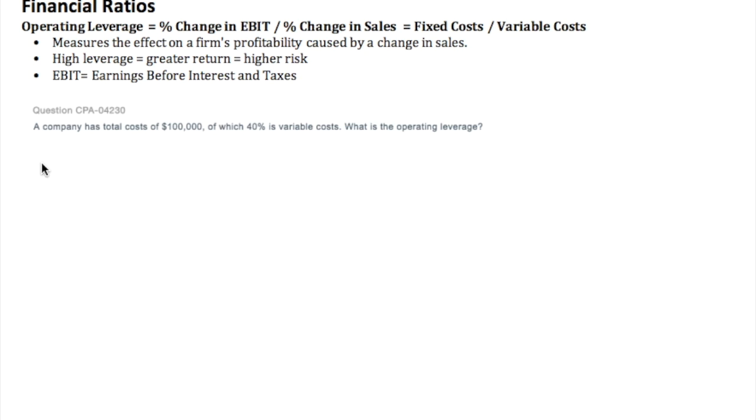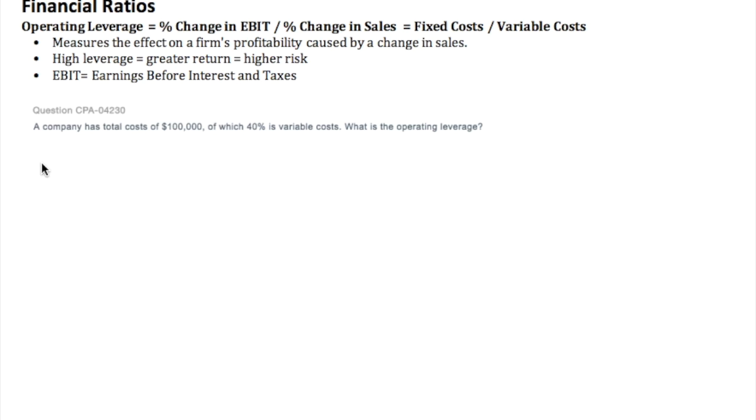To jump into it, financial ratios evaluate the overall financial condition of a corporation or organization. Specifically, operating leverage is our percent change in earnings before interest and taxes divided by our percent change in sales. It can also be shown as fixed costs compared to variable cost. This ratio measures the effect on a firm's profitability caused by a change in sales. So, as this number increases, it has high leverage and has a greater return, however, it's riskier.